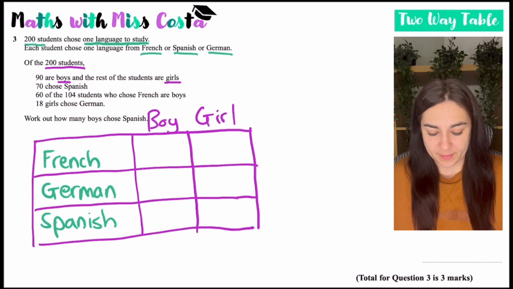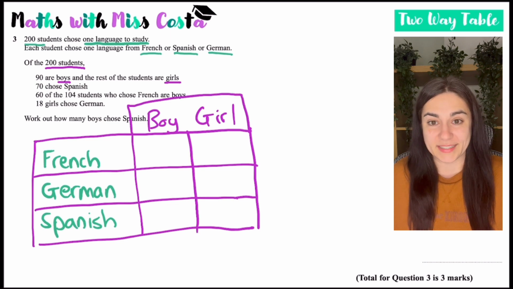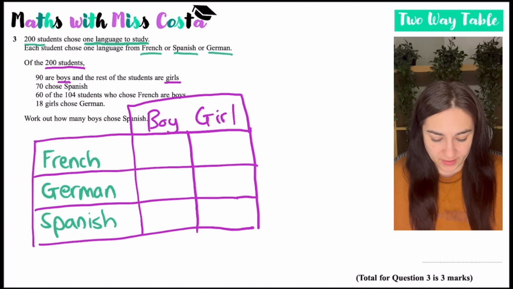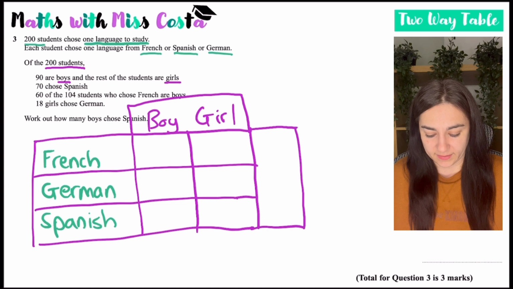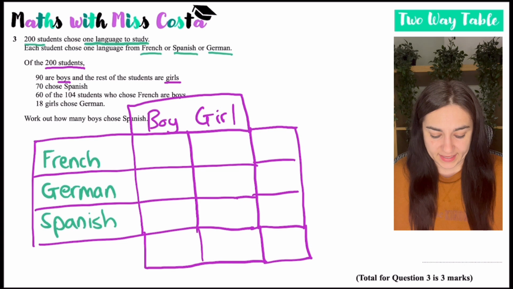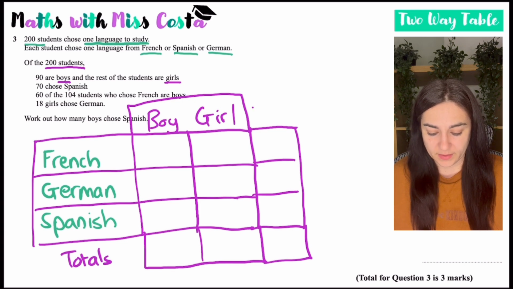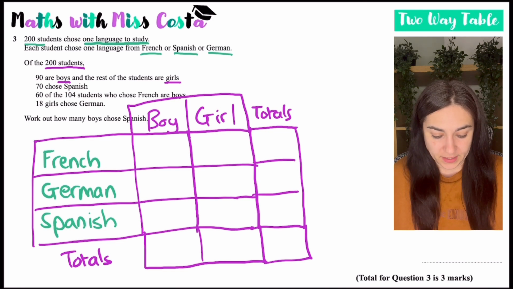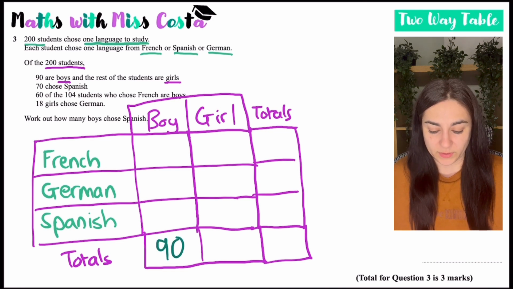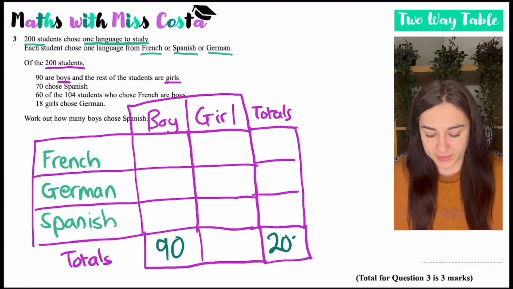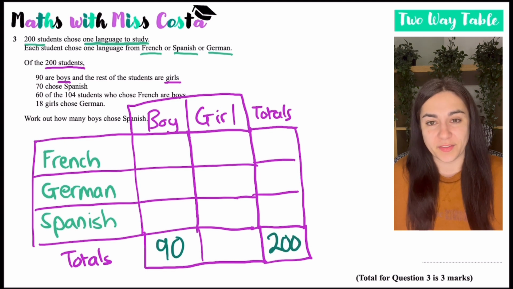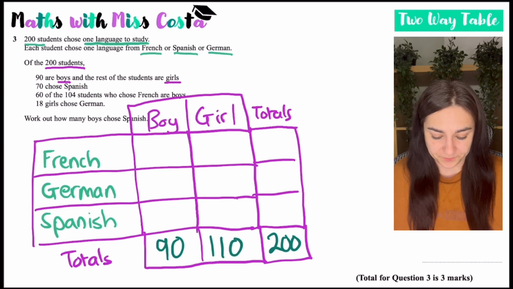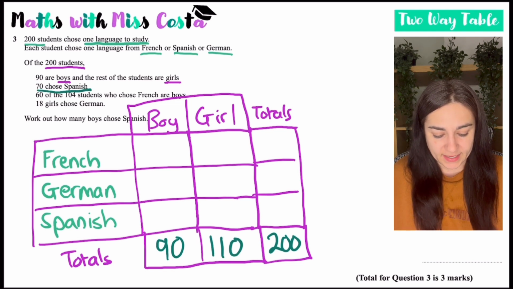So I can just set up a table for myself, which allows me to see what's happening. So I know that 90 of all of the students are boys. So I can fill in my totals column here. So you're essentially constructing a two-way table for yourself. So I know 90 are boys and the rest are girls. Well, what's the total of all of the students? The total is 200. So if there are 90 boys, I know that that must mean that there are 110 girls. I'm then told that 70 chose Spanish.